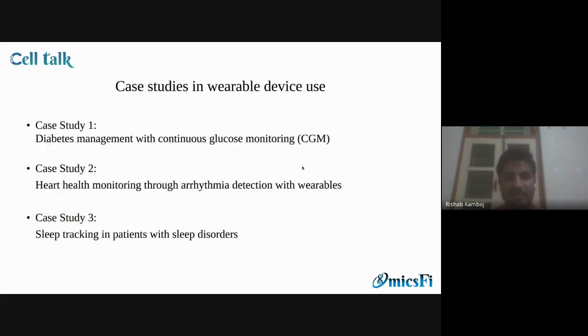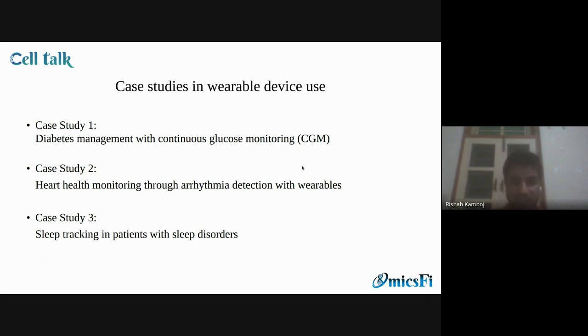Another is the case studies. We can see various case studies using wearable devices. The first case study is diabetes management with continuous glucose monitoring. There are devices, blood glucose monitors, that with the help of sensors measure the blood glucose levels of a person. We can see whether the glucose level of a person is decreasing or increasing, so that the person can take care. If a person's glucose level is very high, let's say from a high intake of sugar, then diabetes can happen to the person, and we can control that.